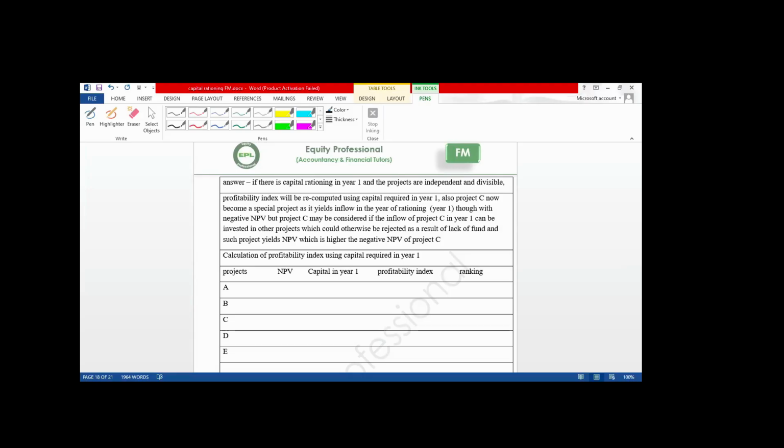The NPV, since there's no point copying again now. NPV for project A, 60,000. Project B, 50,000. Project C, negative 20,000. Project D, 100,000. And project E, 40,000.